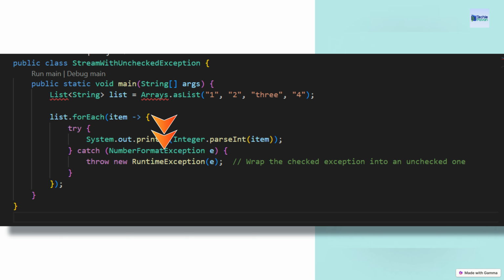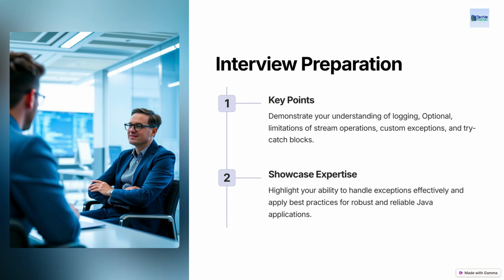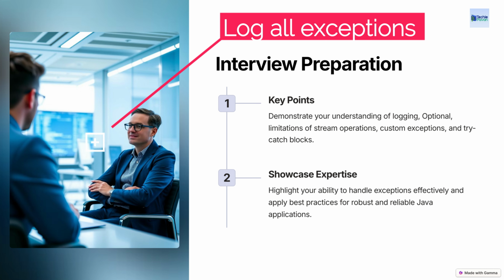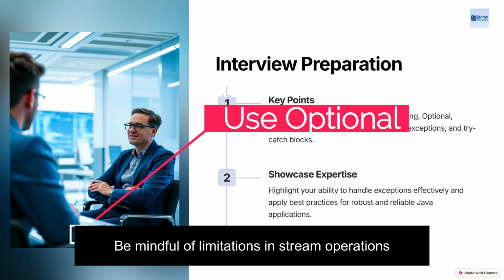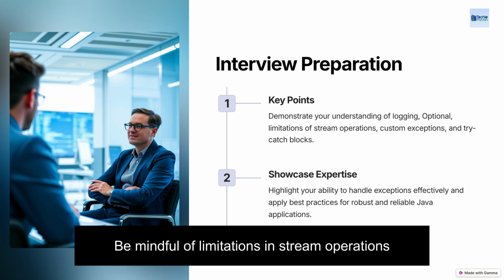Let's summarize some of the most important points for interview preparation when discussing error handling in Java streams. 1. Log all exceptions to avoid silent failures. 2. Use Optional to handle nullable values safely. 3. Be mindful of limitations in stream operations like forEach that can't throw checked exceptions. 4. Create custom exception classes for more meaningful error reporting. 5. Use try-catch blocks to manage errors gracefully in stream operations.